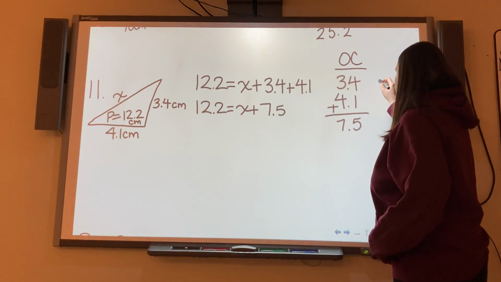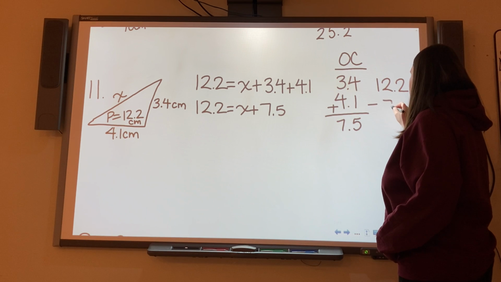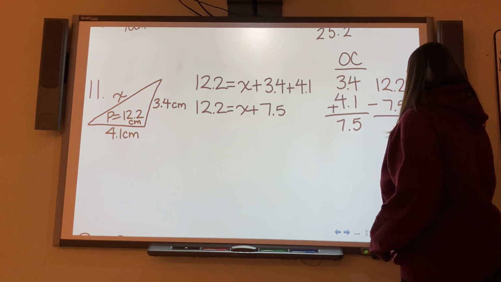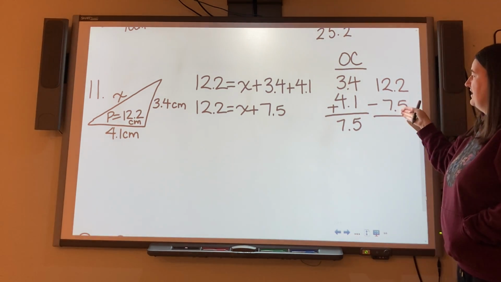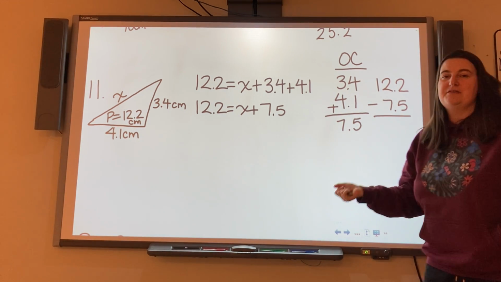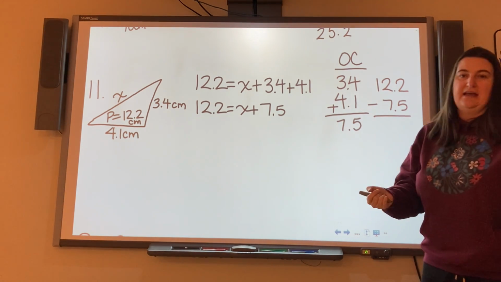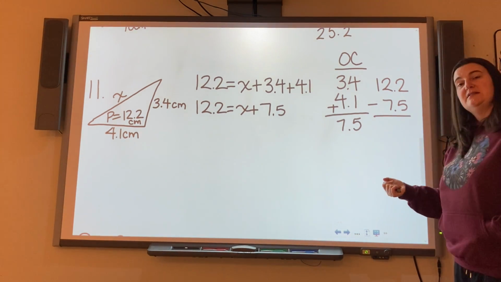So you take your 12.2 and you minus 7.5. I take the ones that I know away from the total to find the missing one. It's almost exactly like what we were doing last week with those angle relationships, finding missing angles. Just kind of work backwards.